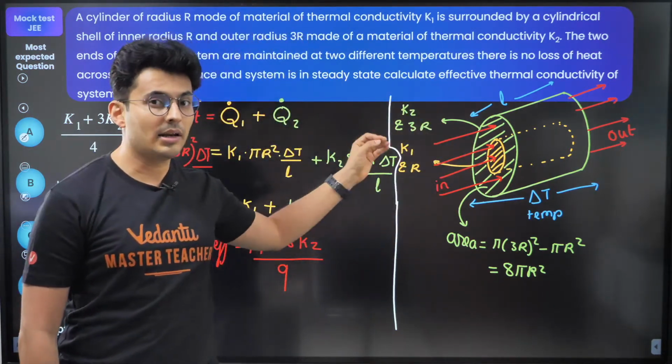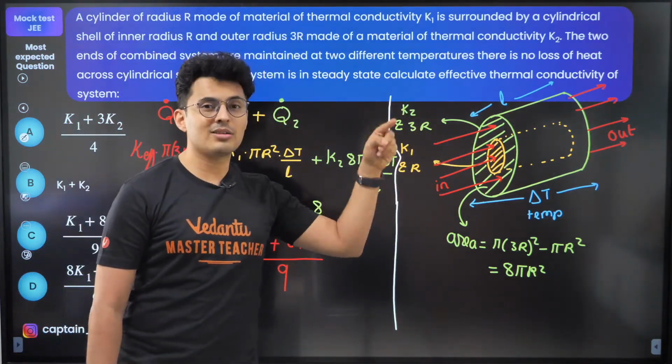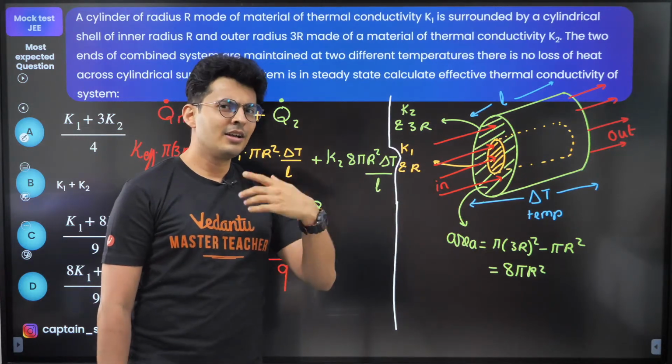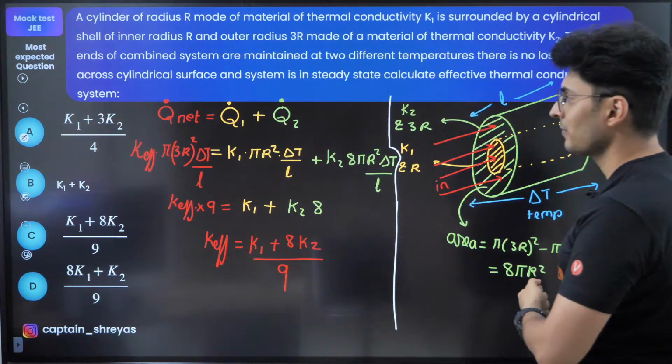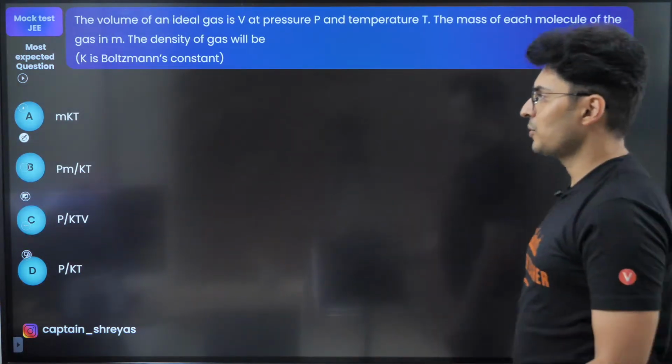These kinds of questions are again common. You can have a square cross section also. Here this is a cylinder. Think if it was square, only the value of the area will change. That's all. Moving on to the next one.